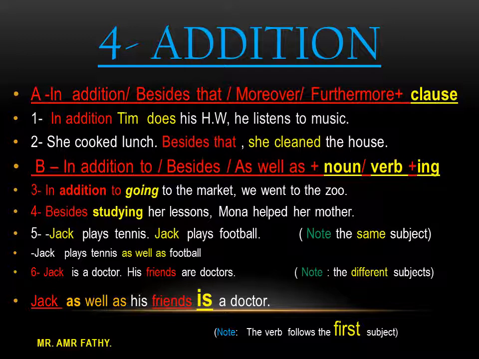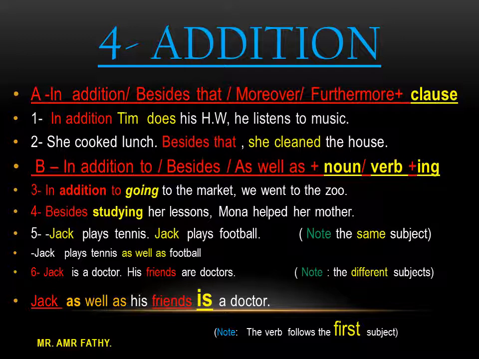Not are doctors. The common mistake would be are doctors. If you say are doctor, the sentence will be wrong. So this is an important note. Take care when you deal with as well as and you have two different subjects. Why? Because in this case the verb follows the first subject, not the second subject. Is it right?